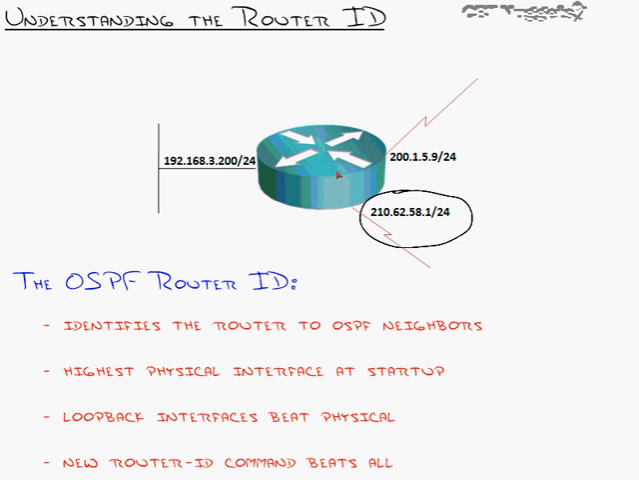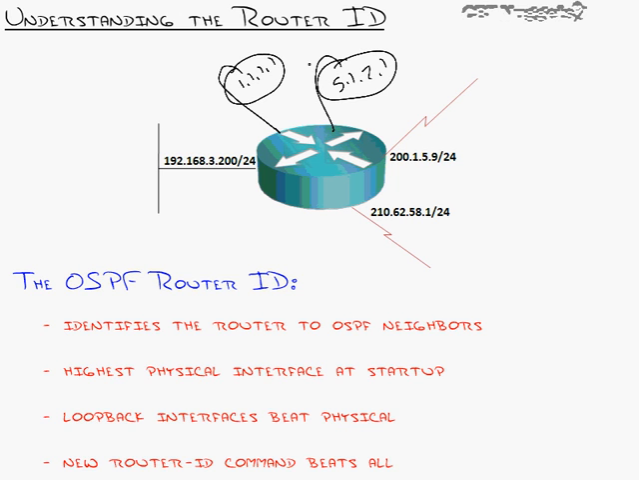Now, loopback interfaces also beat physical. So if I go in there and add a loopback interface of 1.1.1.1, an extremely low IP address, since it's a loopback, it automatically wins. Now, if I add another loopback of, we'll say, 5.1.2.1, this one now wins because it's the highest loopback. And there is a new command, router-ID. The new router ID command beats all.